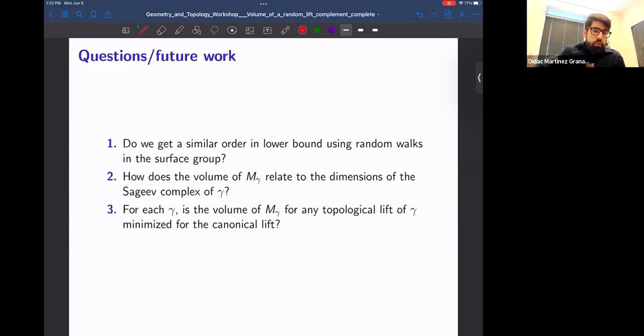The types of growth results that we have, and I commented on in the previous remarks before, suggest that that might be the case. That in some sense, the canonical lift gives the slowest growing manifolds in terms of volume. For example, if you compare them to alternating lifts, that's certainly the case.